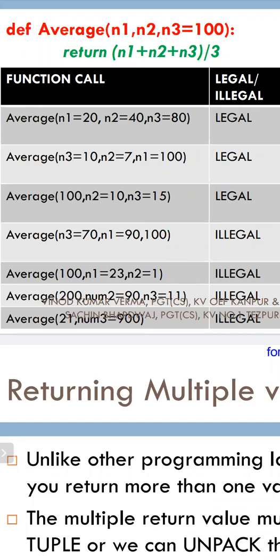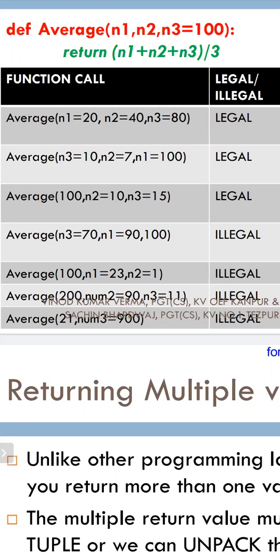It is legal. They are saying no, sir, it is not legal. Legal means valid. Illegal means invalid. That is the meaning. Is it valid? Yes, sir. Nothing wrong in it. Second thing also, n3 equal to 10, n2 equal to 7, and n1 equal to 100. Is this also illegal? Is it legal? According to keyword argument, it is legal, sir.